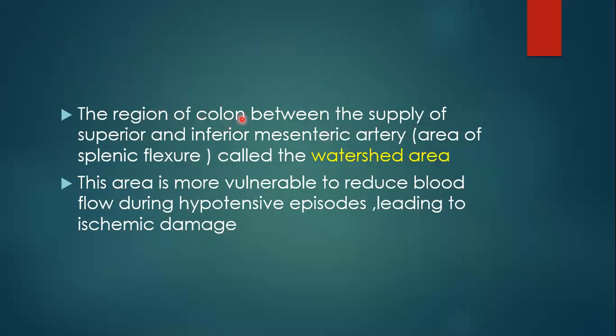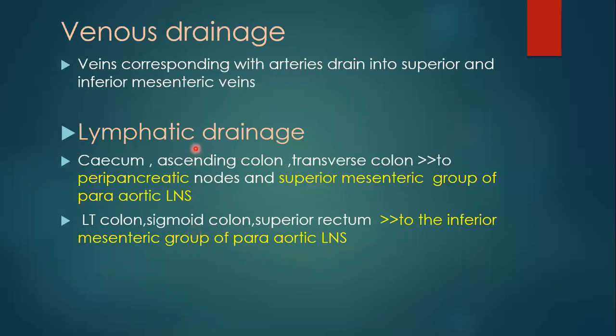The region of colon between the supply of the superior and inferior mesenteric arteries, which means the area of the splenic flexure, is called the watershed area. This area is more vulnerable to reduced blood supply during a hypotensive episode, leading to ischemic damage. Venous drainage: veins corresponding with the arteries drain into the superior and inferior mesenteric veins.